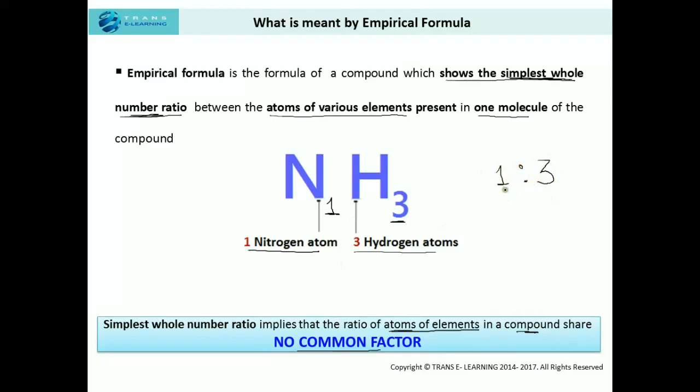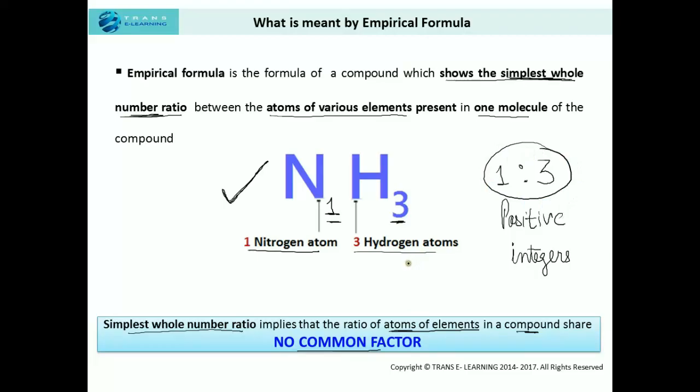As you can see here, nothing is common between 1 and 3. There is no common factor which we can use to get a simpler ratio than the 1:3 ratio. We cannot get it. So that means they don't have any factor in common. And so the 1:3 ratio represents the simplest whole number ratio. And please remember one thing, this ratio will always be positive integers having no common factor. So this formula is the empirical formula of ammonia, because in this the atoms of various elements in one molecule of the compound are present in the simplest whole number ratio.